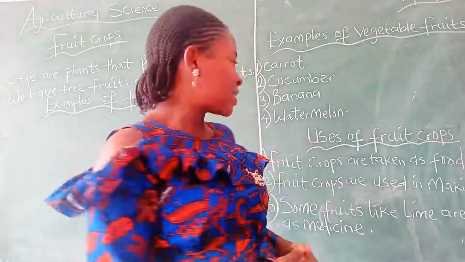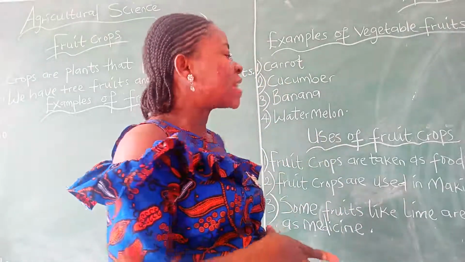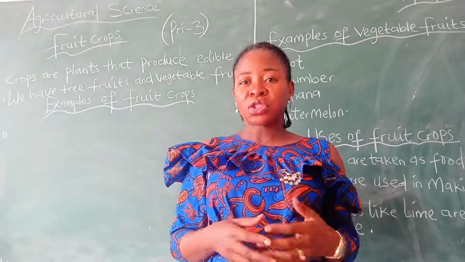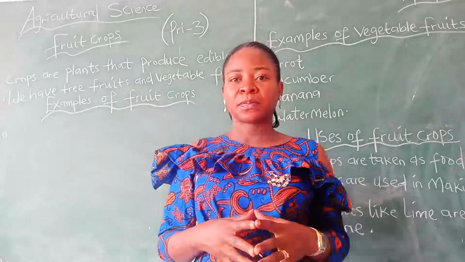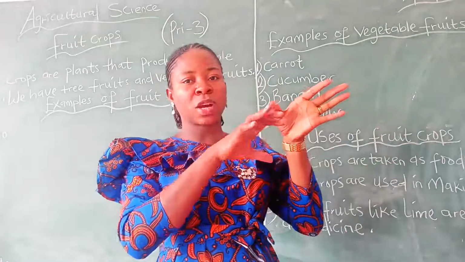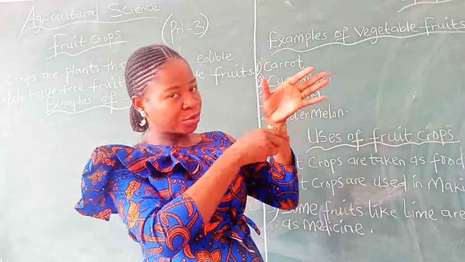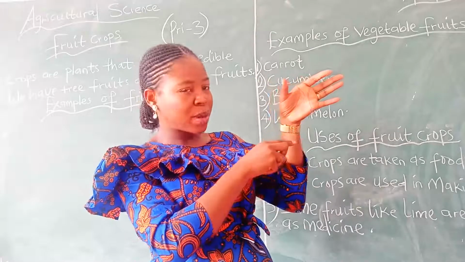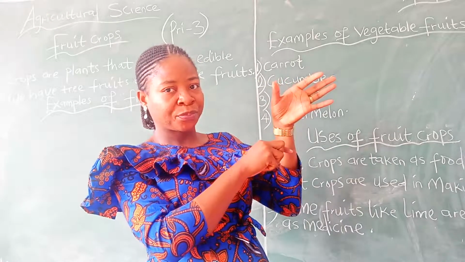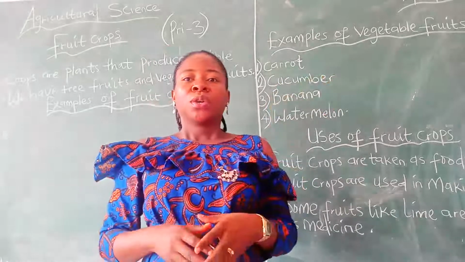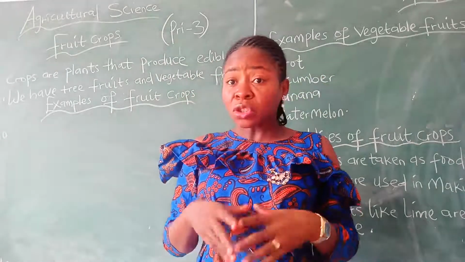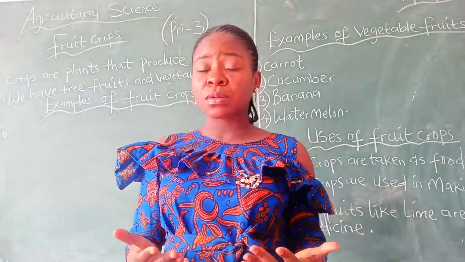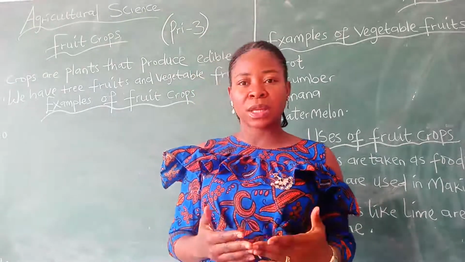So we take fruits as foods. Then the second one, fruit crops are used in making wine. Most of us have seen wines. Sometimes when you bring the bottle of wine, you see on the body they drew grape and they write under grape. Some you see berry, they write under berry. Alright? So we use them to make wine. Not just wine, our minerals too. Our juice, we use fruits to make them.